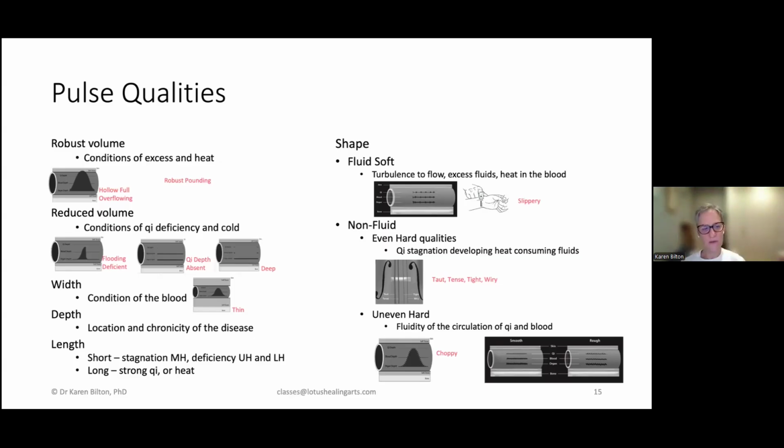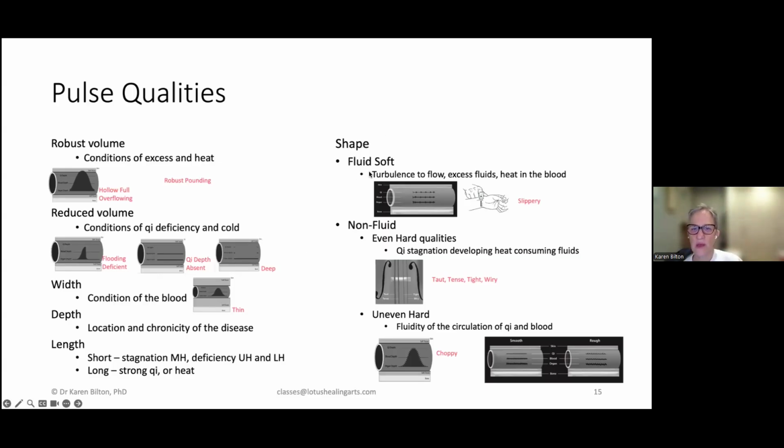Now, if we have a long pulse, that's when we feel the impulse way beyond our fingers. In the absence of any pulse qualities that give us information about heat, like our robust, pounding, or tense, then we know that that long impulse tells us that that person has strong chi.